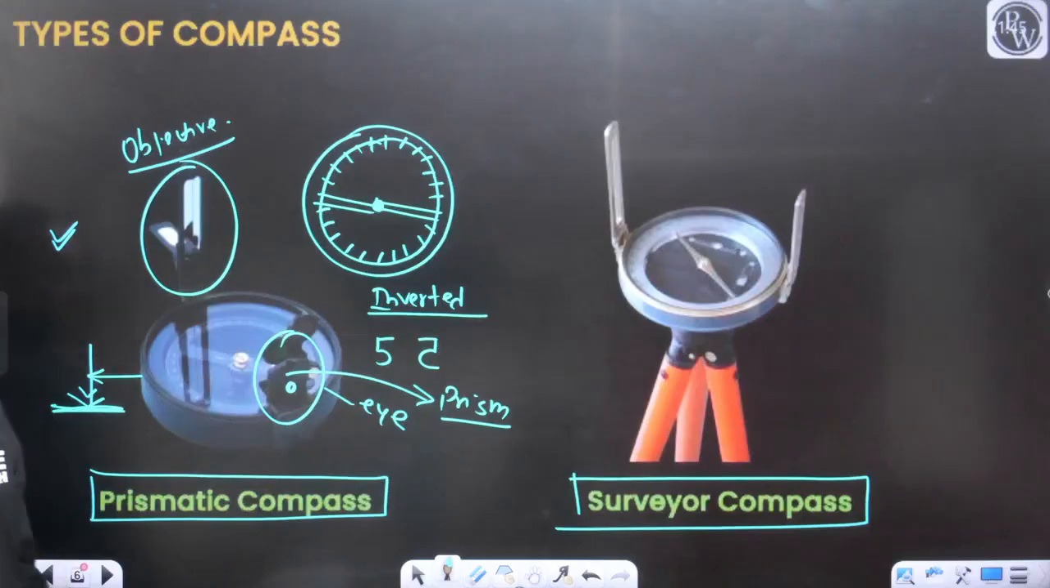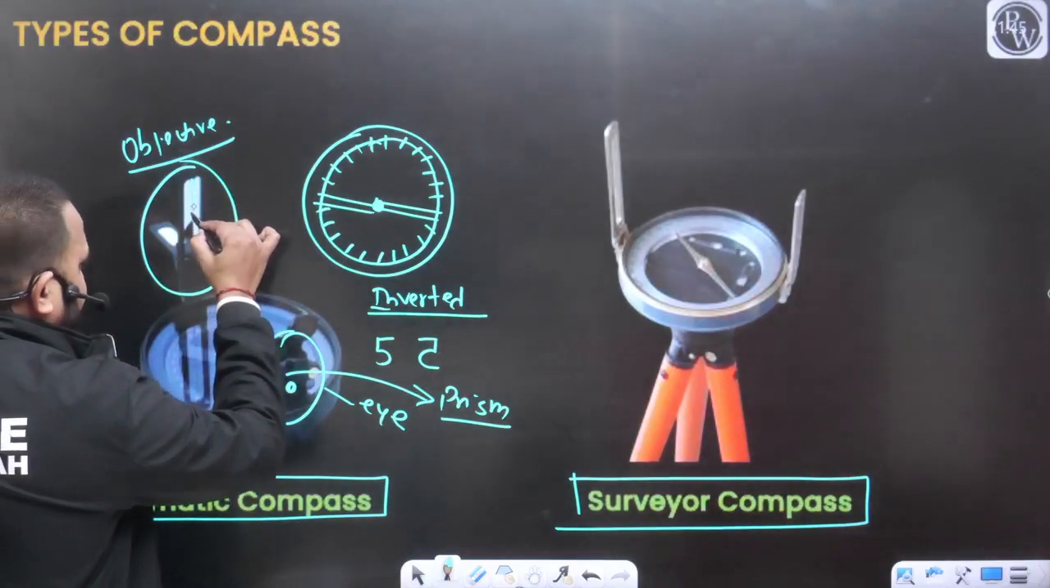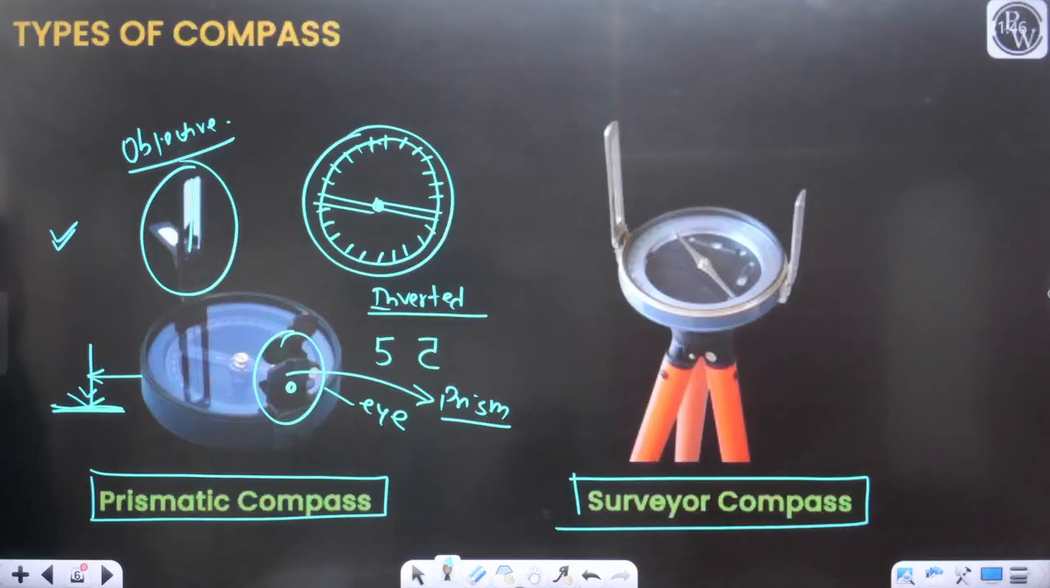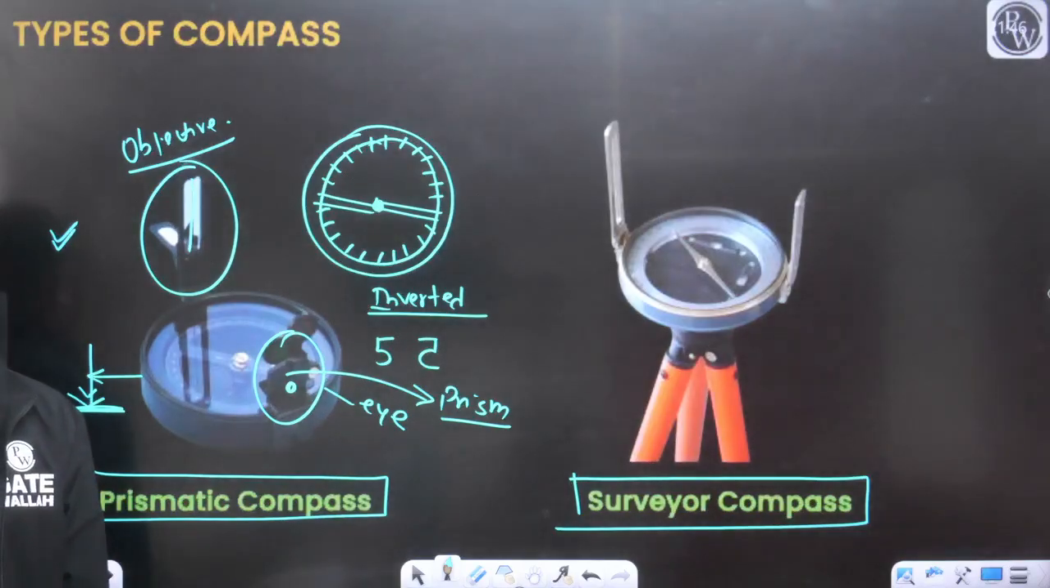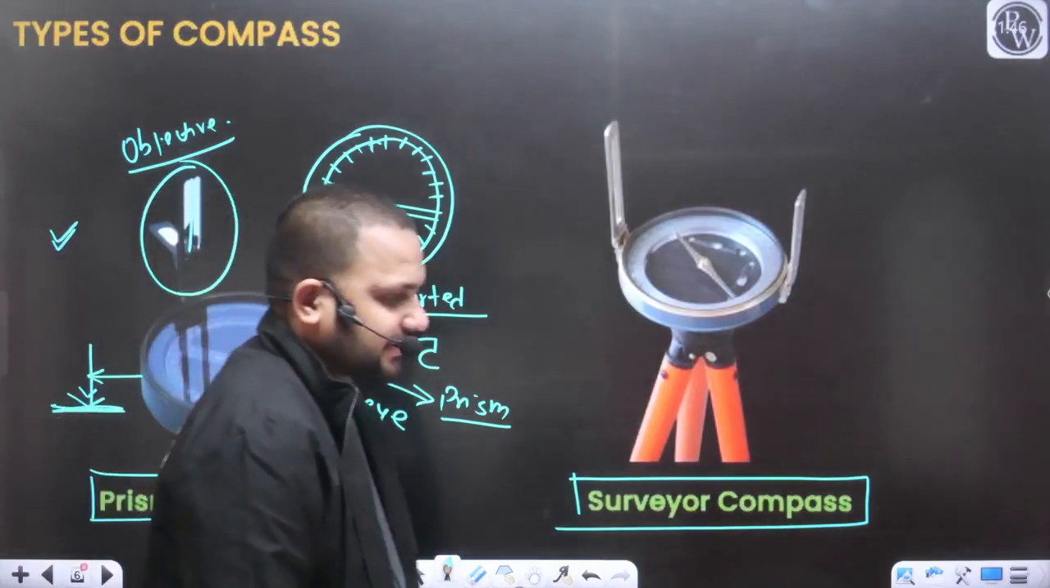In the objective side there will be a slit opening. As you can see, a wire will be there. With the help of this wire we can do the proper sighting. With the help of the objective side we can do the proper sighting, which we will discuss.